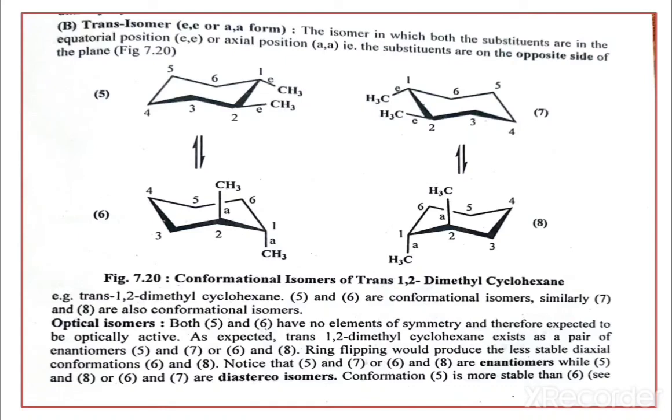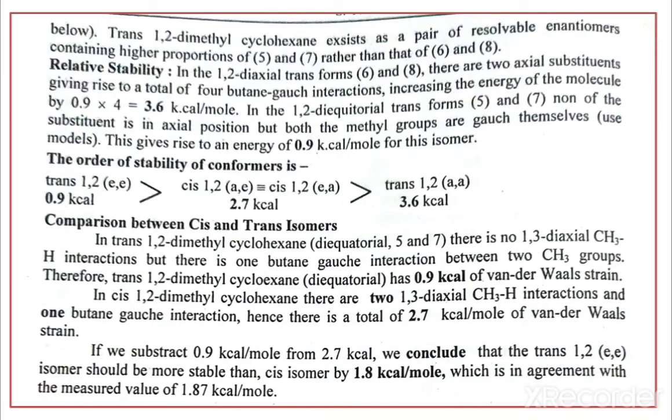Now, the order of stability of the conformations is here. The trans 1,2 diequatorial has energy 0.9, then cis 1,2 axial-equatorial or cis 1,2 equatorial-axial has energy 2.7, then trans 1,2 diaxial has energy 3.6. That means trans 1,2 diaxial is highly energetic, while trans 1,2 diequatorial has energy 0.9 kilocalorie per mole. That means this is more stable as compared to this.